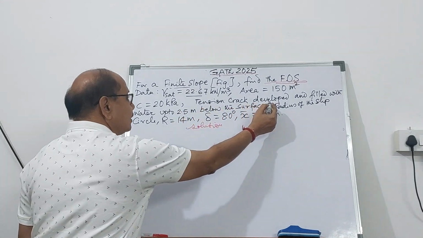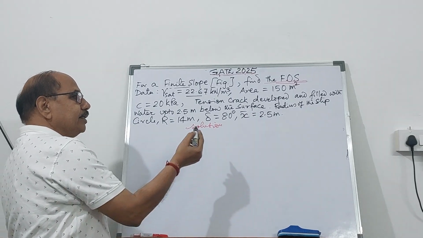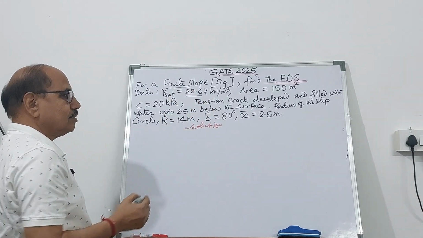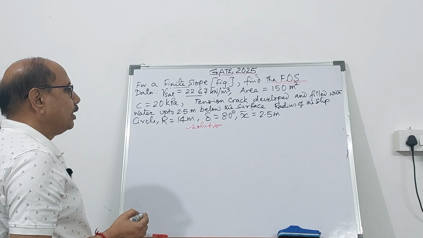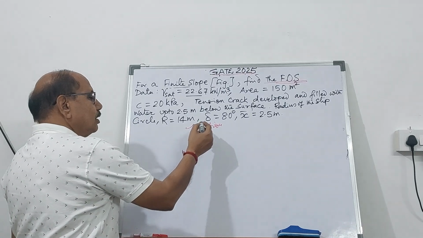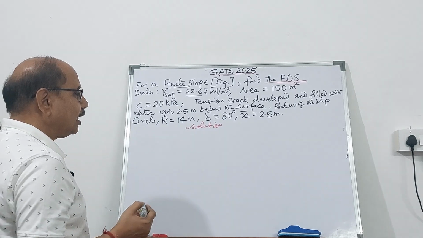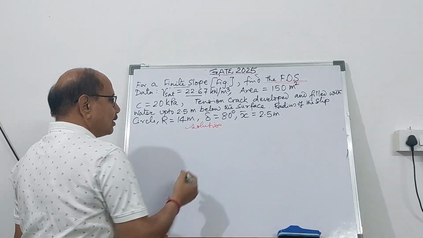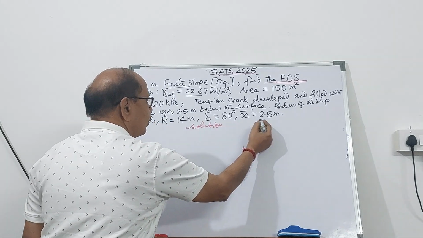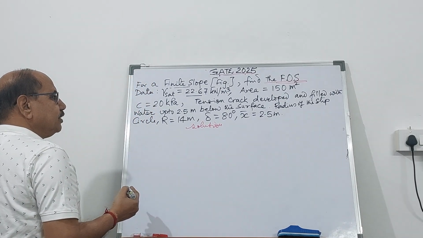And the tension crack which is getting developed in the slope is filled with water up to 2.5 meter below the surface. The radius of the slip circle is given. The central angle delta is also given, and the value of x bar, that is from the center of rotation up to the weight, the distance is x bar, which is 2.5 meter.